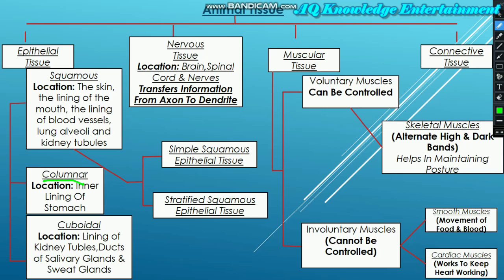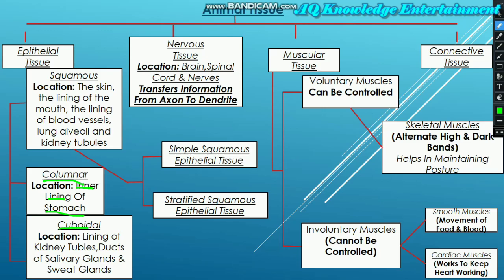So it's also called the ciliated columnar epithelium. Okay, so now let's move on to the third. Before getting into the third type, let me tell you the location of the columnar. It's basically the inner lining of the stomach.